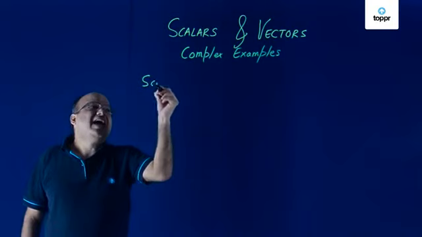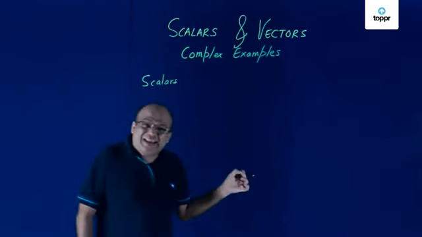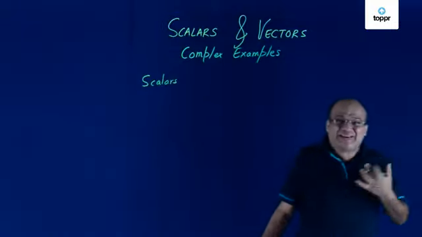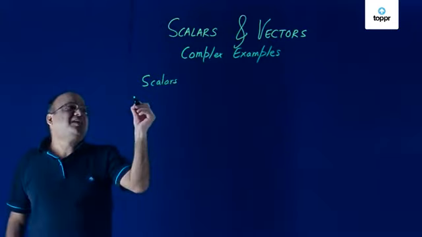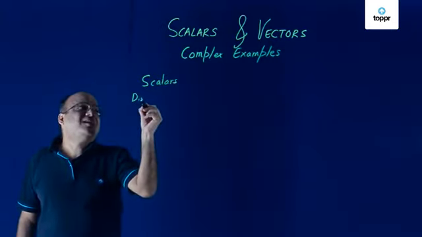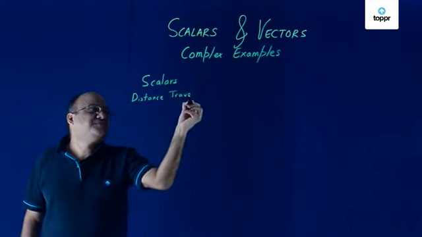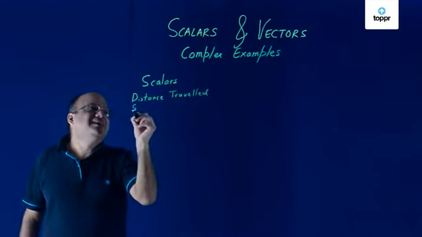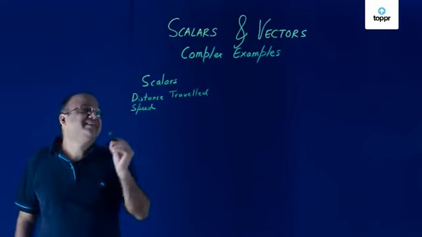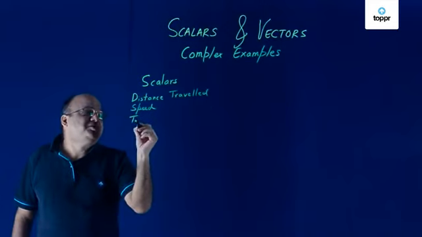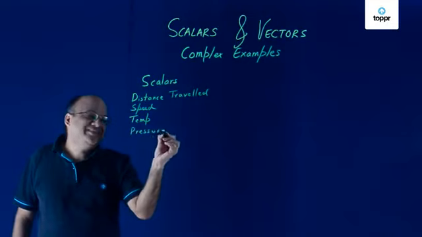Scalars have magnitude, no direction, and they obey the laws of ordinary algebra, right? Scalars. First example is distance travelled. Distance travelled is a scalar. Speed, distance travelled per unit time, is a scalar. Temperature, pressure, both are scalar quantities, right?